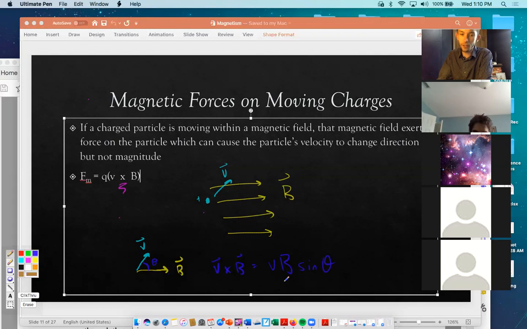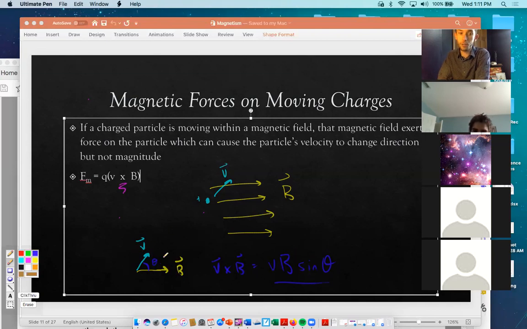So you need to understand what this means and how it works. Of course, the sine of theta has a range from 0 to 1, right? So if my two vectors were perfectly perpendicular, the angle between them would be 90 degrees, and it would have its maximum value. It would be V times B times 1. If my two vectors were parallel to each other, then the sine of that angle would be 0, because they have no angle between them. So their cross product would be equal to 0.